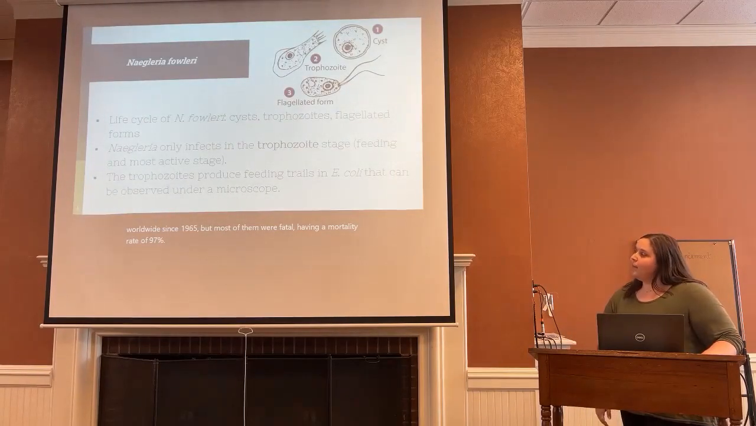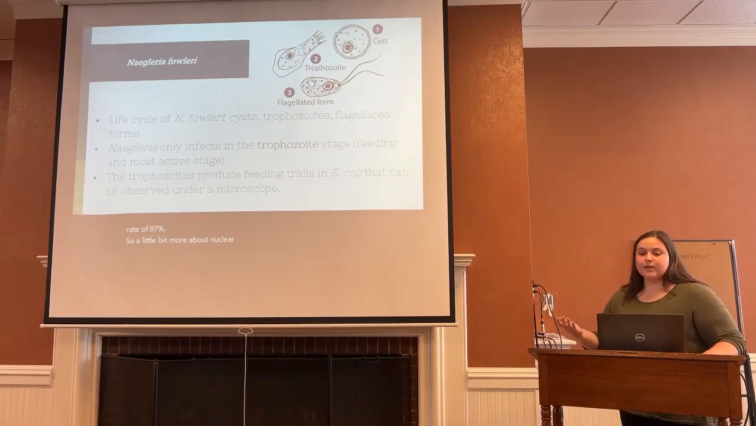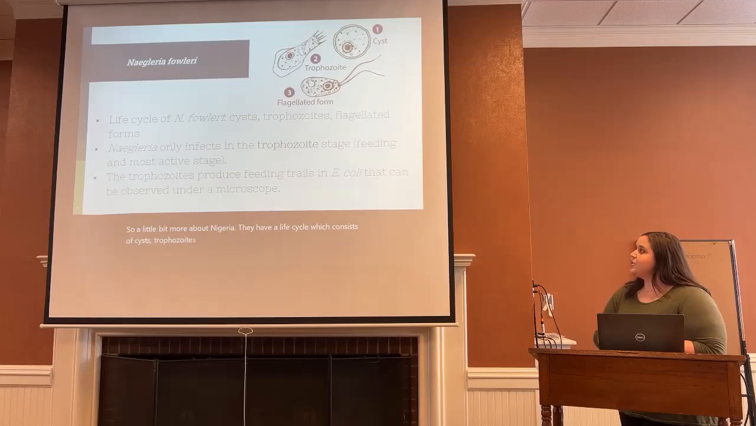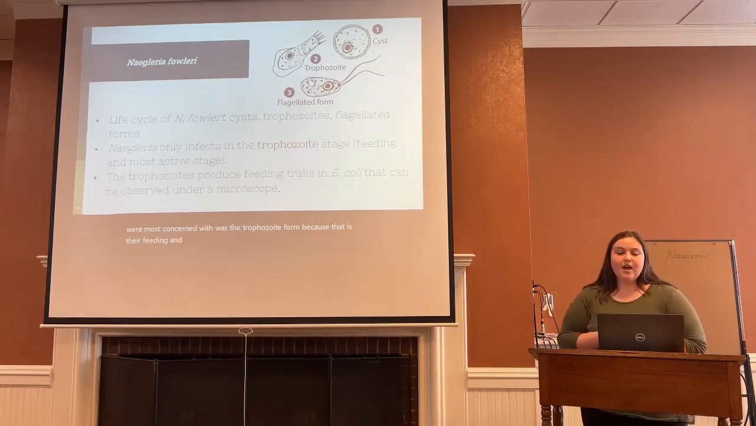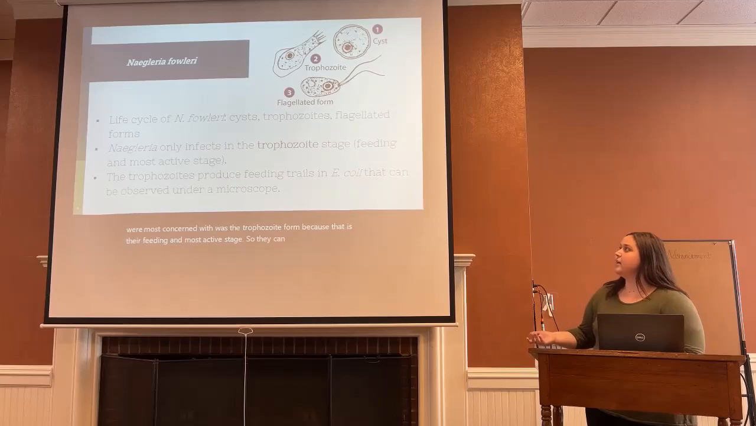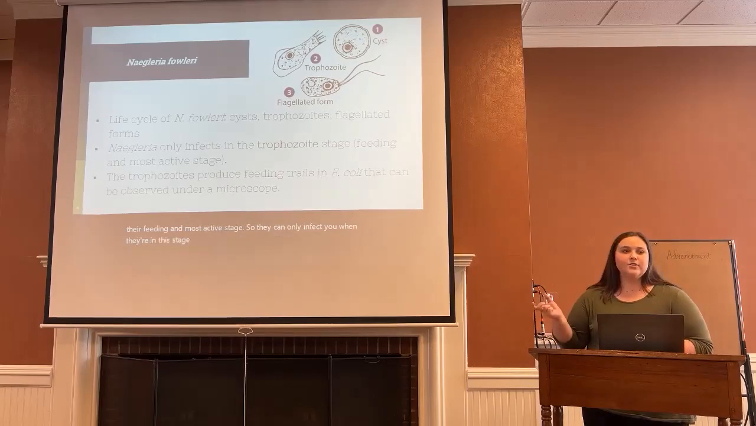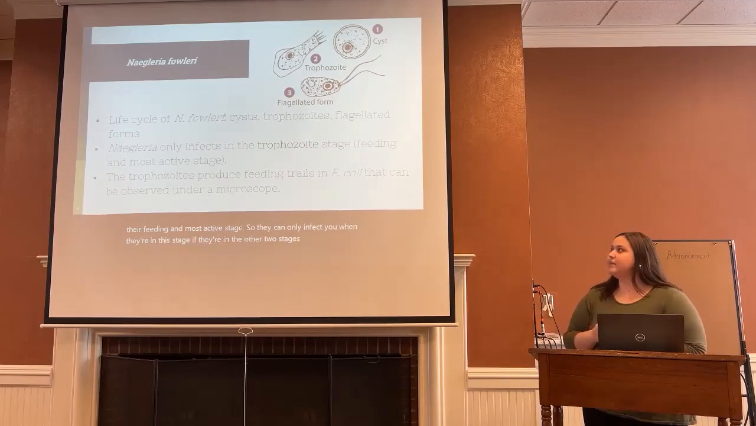So a little bit more about Naegleria. They have a life cycle which consists of cysts, trophozoites, and then a flagellated form. And the form that we were most concerned with was the trophozoite form because that is their feeding and most active stage. So they can only infect you when they're in this stage. If they're in the other two stages, then they're not going to infect you because that's the stage they go to conserve resources when nutrients are scarce.